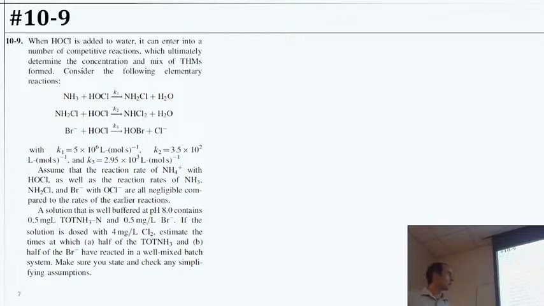estimate the times at which A, half of the total ammonium, and B, half of the total bromide have reacted in a well-mixed batch system. And make sure to state and check any assumptions.